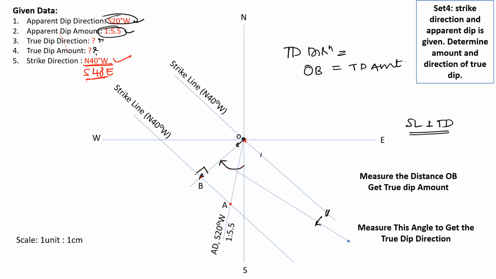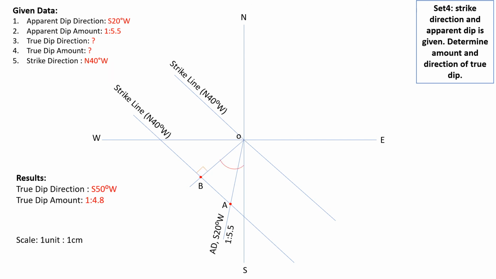So measure this angle to get the true dip direction, and the distance OB to get the true dip amount. It is as simple as this. Once you complete it, this is how the problem will look in your paper. Fine.